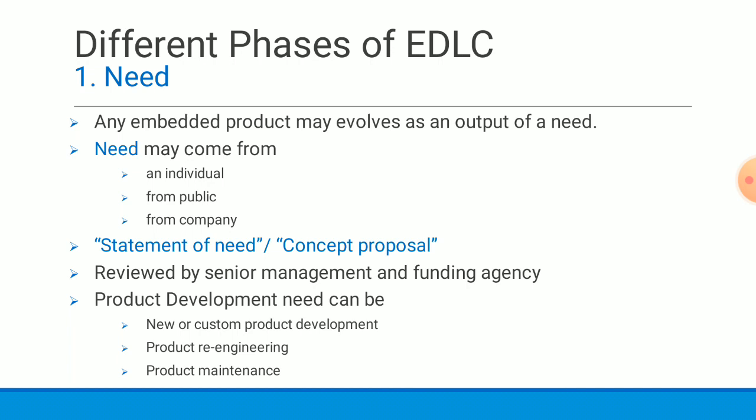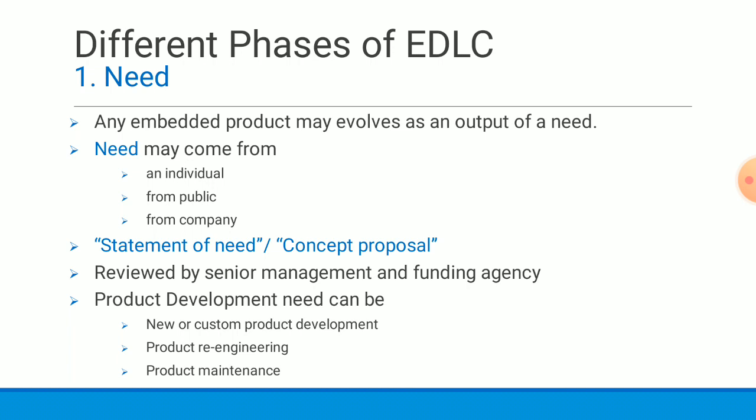Then the product development need can be for product re-engineering. So what is re-engineering? Re-engineering a product is the process of making changes in an existing product design and launching it as a new version. We know that it is generally termed as product upgrade.